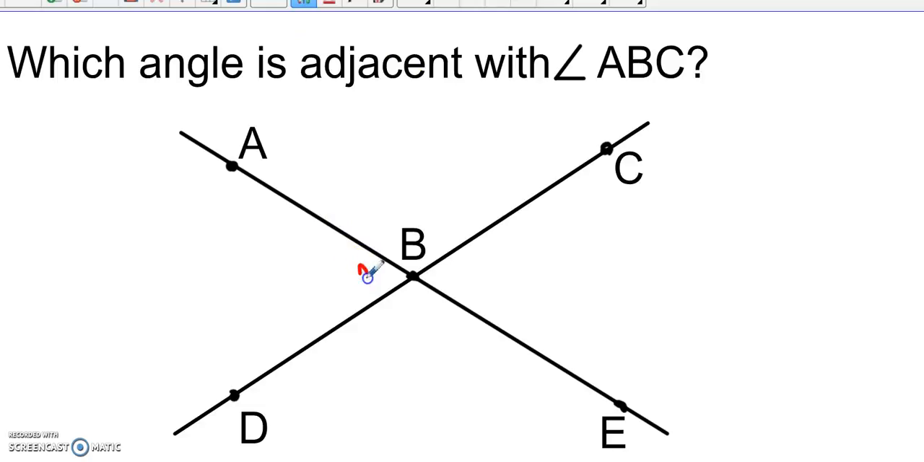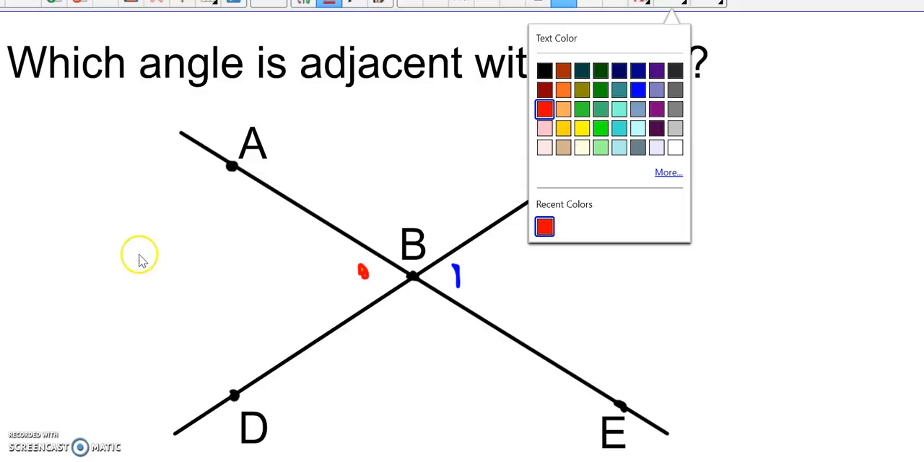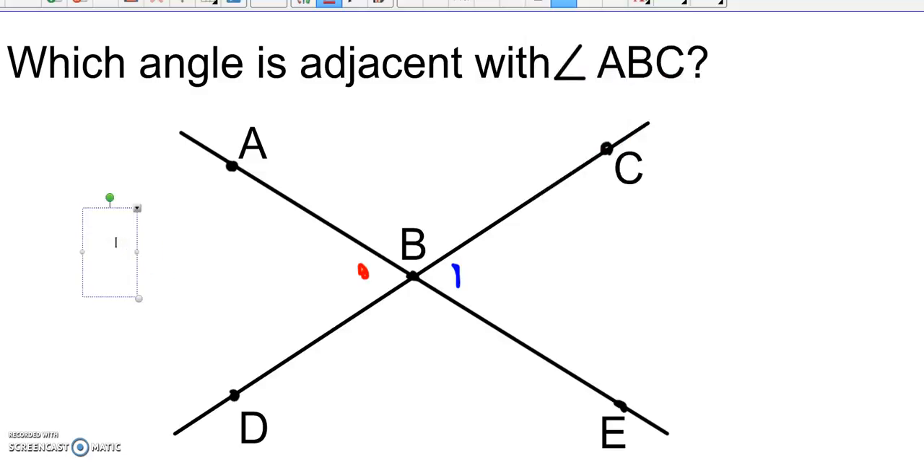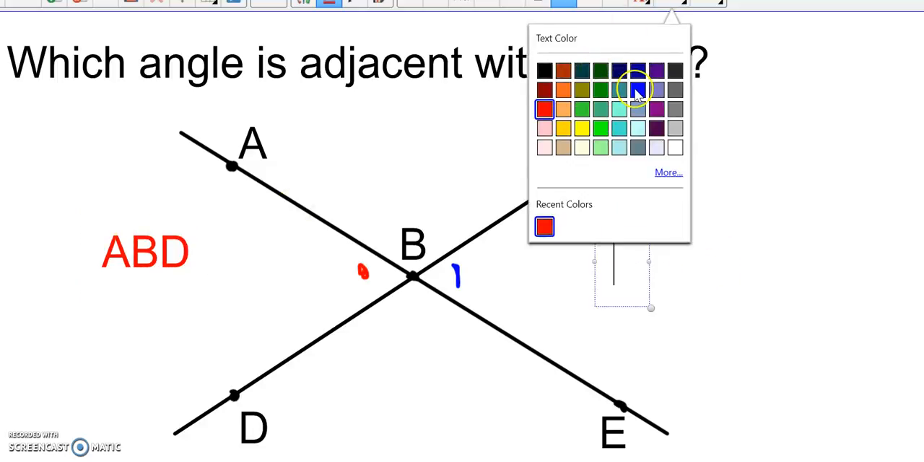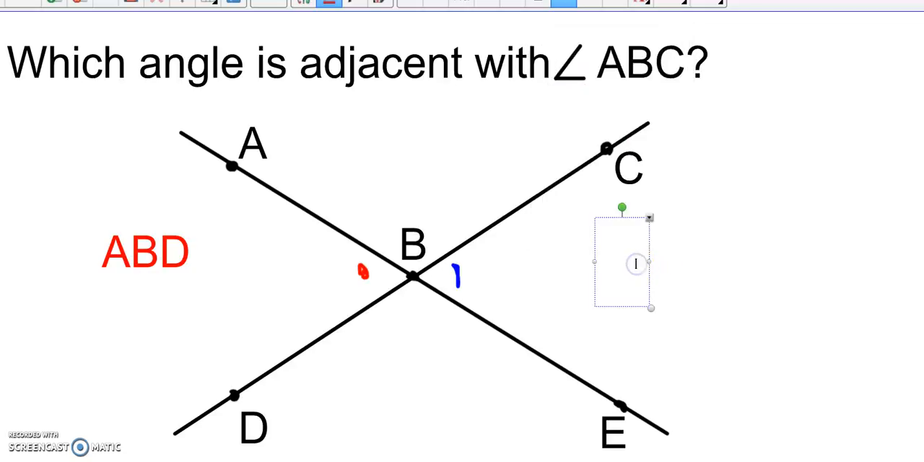Let's do a couple different colors here. So this one that I've marked off in red here, and this one that I'm marking off in blue here. Either of these would be adjacent angles to ABC, and the ways we could name those: in red, let's call this one angle ABD. And then over here, we'll go blue, and we'll go CBE for this one. We're going to use three-letter angle names because there's a lot of stuff going on at point B, and we don't want to just say angle B.